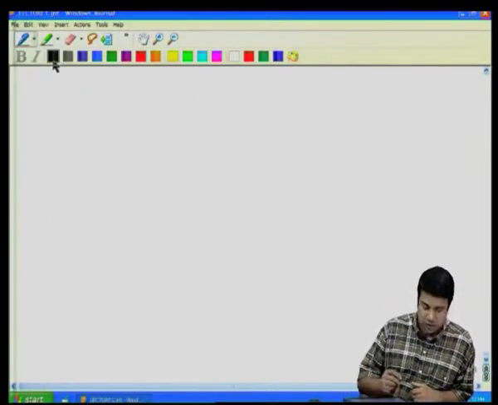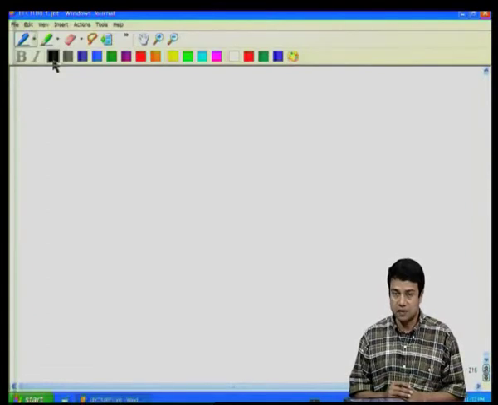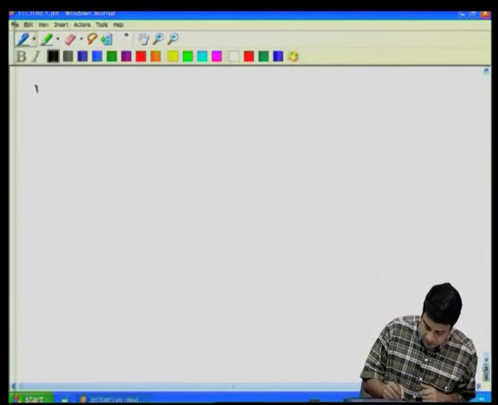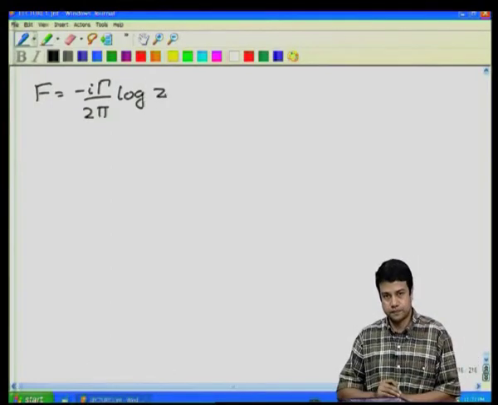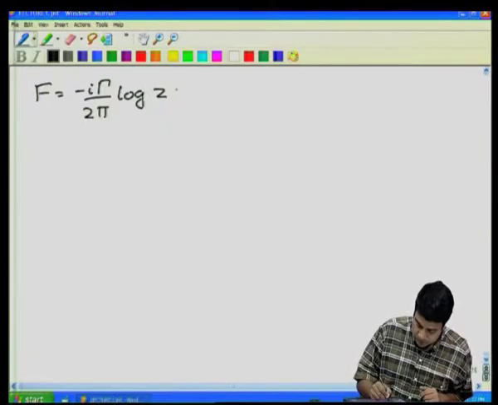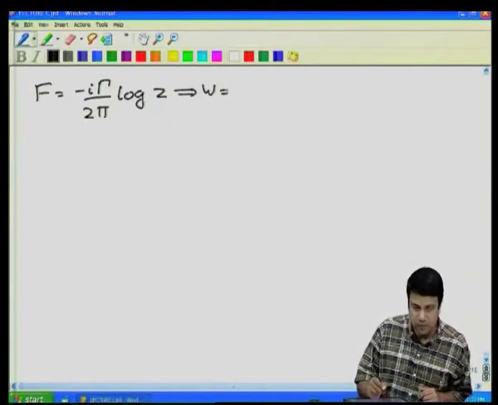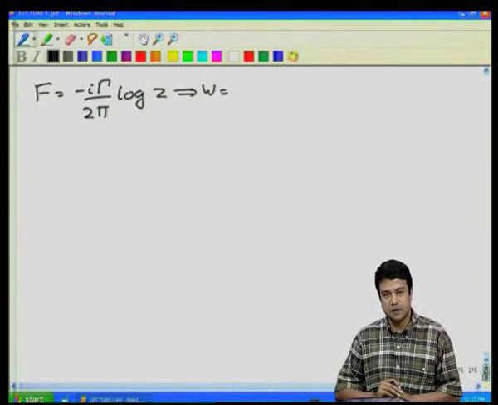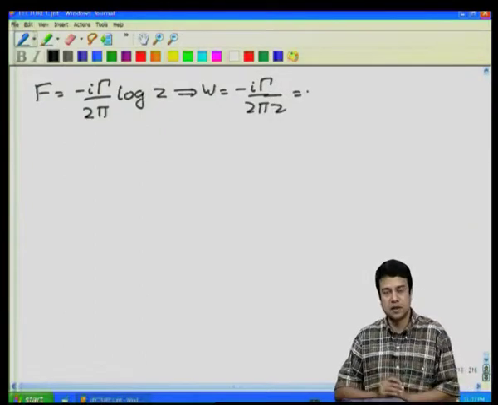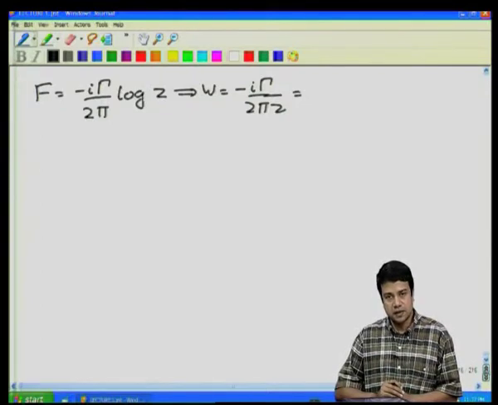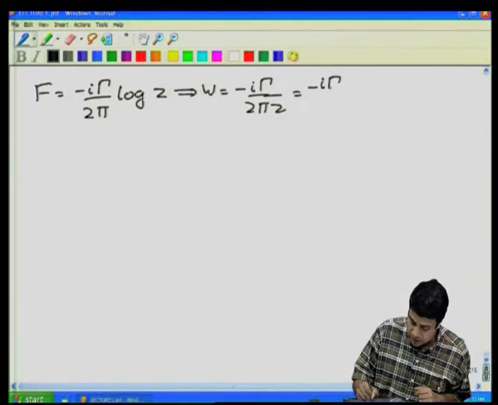There is another important logarithmic dependence that can give you an important flow. Let us look at that. F is equal to minus i gamma log z, which implies that W, which is equal to dF by dz, is equal to minus i gamma by 2 pi z. Expressed in terms of r and theta, this turns out to be equal to minus i gamma by 2 pi r e power minus i theta.